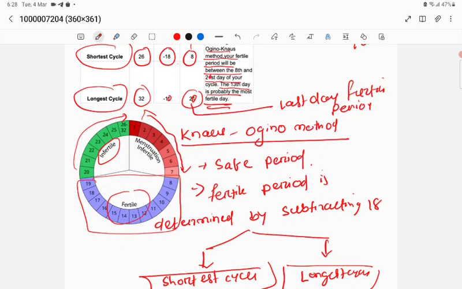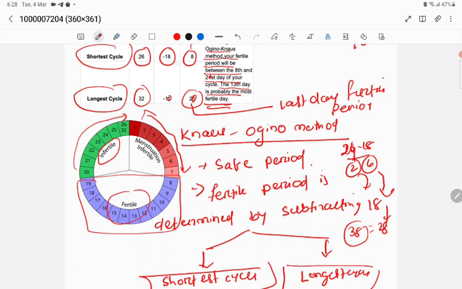Suppose the shortest cycle is 20 days, then if you minus 18, you get 2. Or suppose it is 24 days, if you minus 18, you get day 6. Suppose the longest cycle is 38 days, 38 minus 10 is 28. From day 6 to 28, that is the fertile period, so you have to be more cautious in that period.